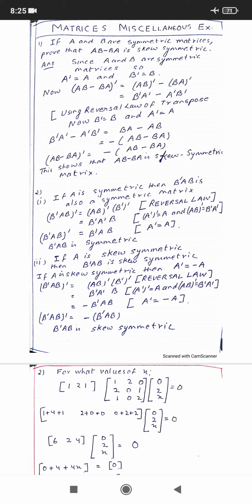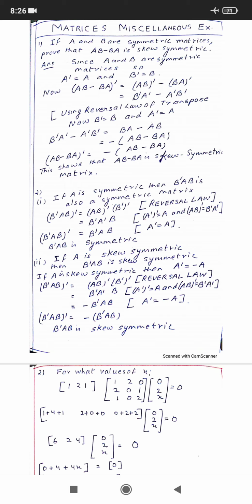Now again, we know that B dash is equal to B and A dash is equal to A. So let us put A in place of A dash and B in place of B dash. What do we get? B dash A dash minus A dash B dash is equal to BA minus AB. We take the minus sign common, we get minus AB minus BA. That is, AB minus BA whole dash is equal to minus AB minus BA. This is a skew symmetric matrix. So AB minus BA is a skew symmetric matrix.